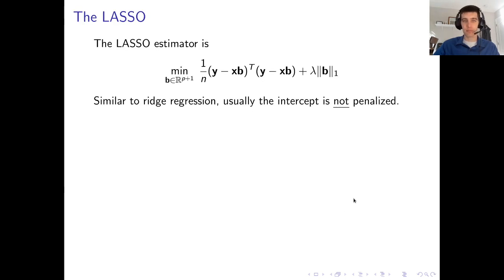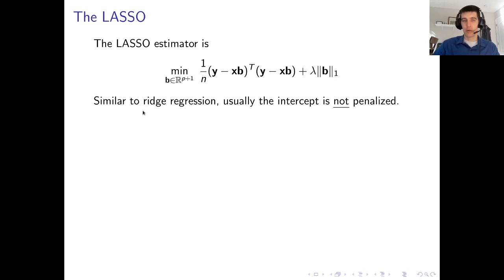So the lasso is: you minimize the following. You minimize over the vector b a mean squared error term. This is as expected: y is the vector of observations of y, x is the design matrix. Then, instead of adding a squared 2 norm to the end as in ridge regression, you add the 1 norm. So we have a 1 norm penalty here.